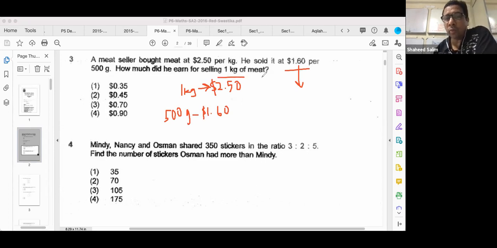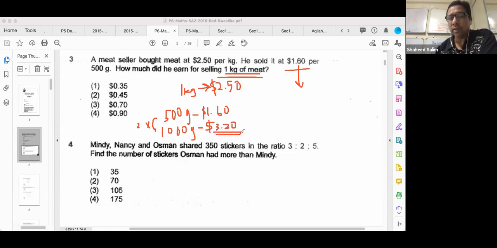If they want to find out 1 kg, how much do you get? So this one you must make it into 1,000. 1,000 grams is 1 kg. How to make it? You must times by 2. So down here you times by 2, so you get 320. So this is what he sells to the customer, 320. This one is what he buys from the farm, 250. You must minus lah. 320 minus 250. And then you will get, what is it? It's 70 cents.